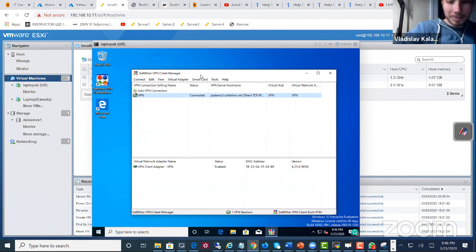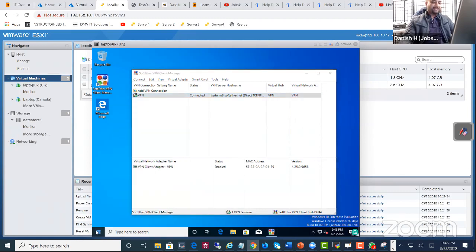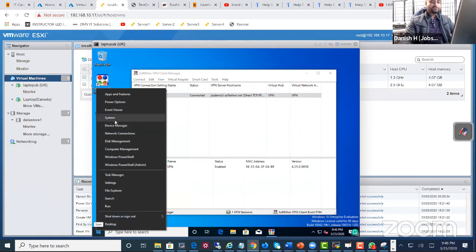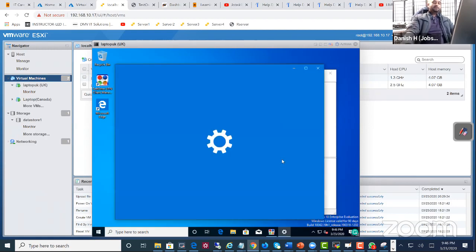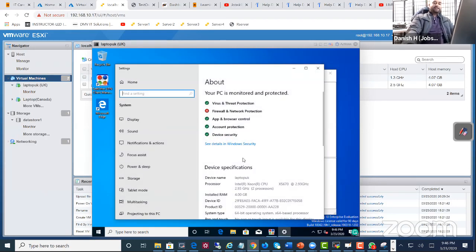So, okay, there you go. We got that connected. And then what we're going to do is try to add this machine to a domain. So let's do the same process. Interview question, guys. How do you add a computer to a domain?